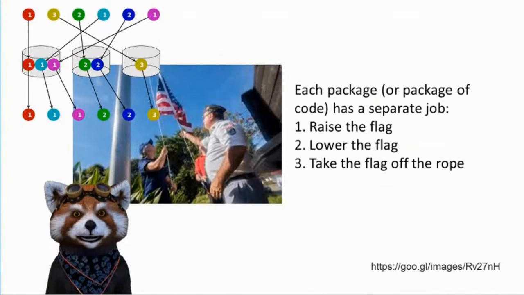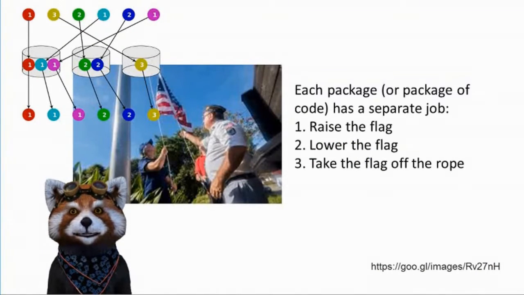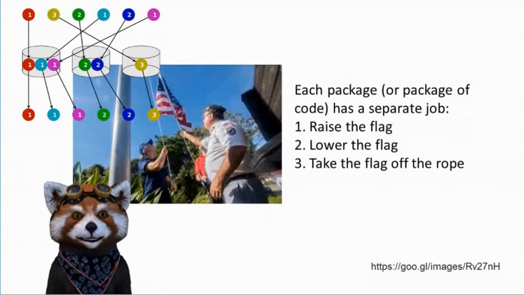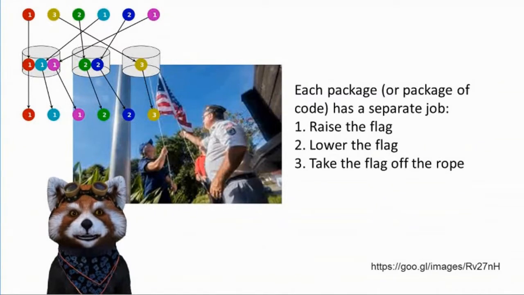Here's an example. Imagine that there's a program to raise and lower the flag. There are units, packages of code, that do unique jobs. These jobs limit what can be done to the flagpole and the flag. In our example, the packages of code do the following jobs. They raise the flag, they lower the flag, and they take the flag off the rope.